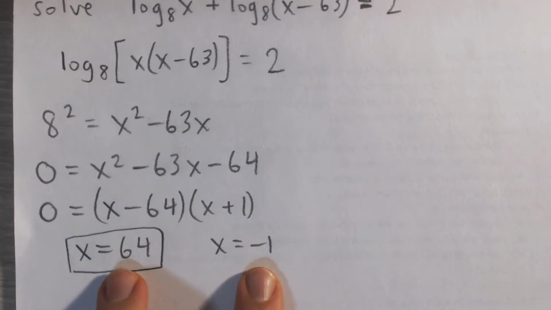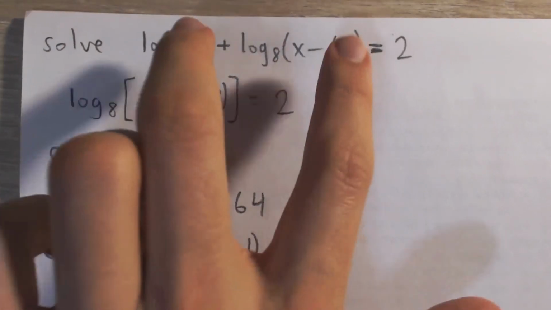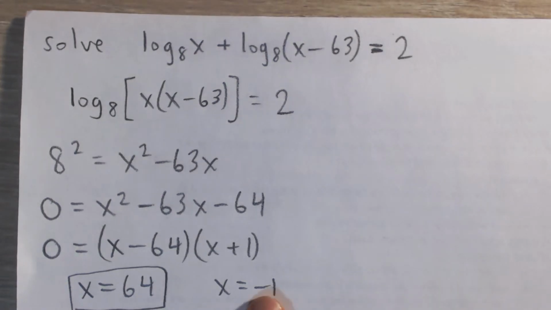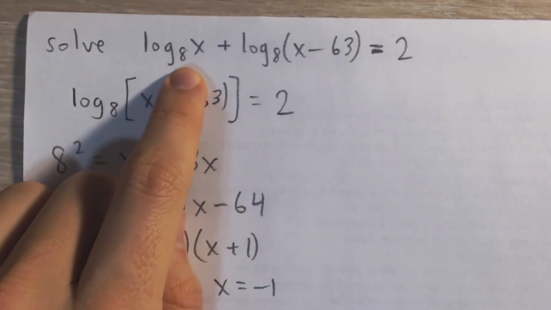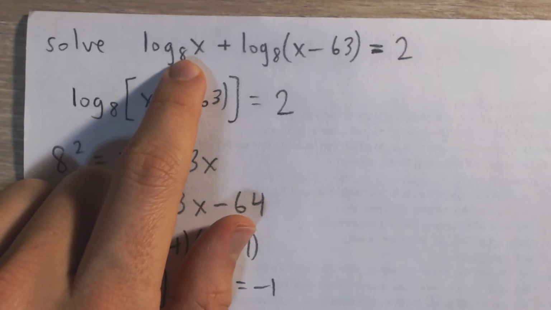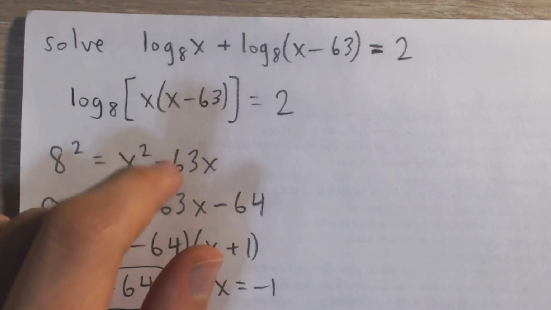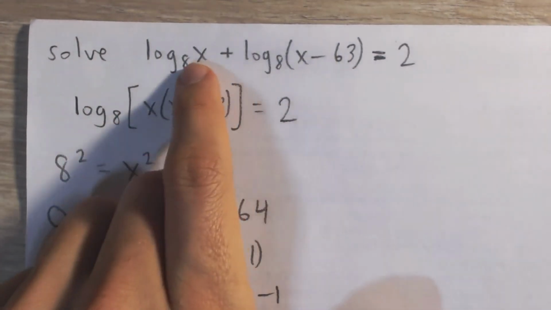Except, the reason I have this box around 64 is that with logarithmic equations, you have to make sure that the solutions you get at the end work with the original domain of the equation. Here you can see that if I plugged in negative 1 for x, I'm going to have the log of a negative number. And logarithms are only defined for positive numbers, right? They're not defined for 0 and they're not defined for negative numbers. And so it doesn't work for this one.